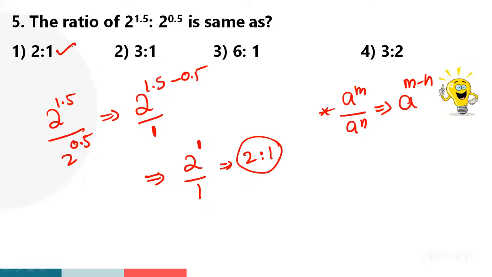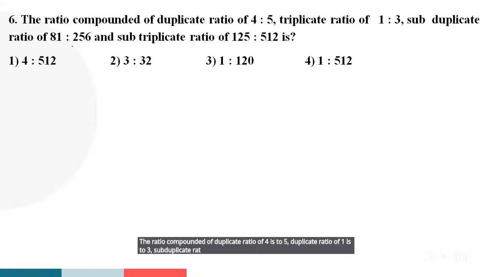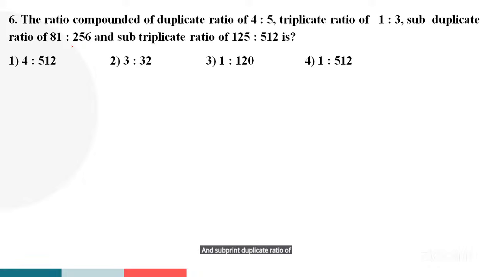Yes, sir. Right. Anyone? I think it's a simple question. Move on to the next one. The ratio compounded of the duplicate ratio of 4:5, the triplicate ratio of 1:3, the sub duplicate ratio of 81:256 and the sub triplicate ratio of 125:512.